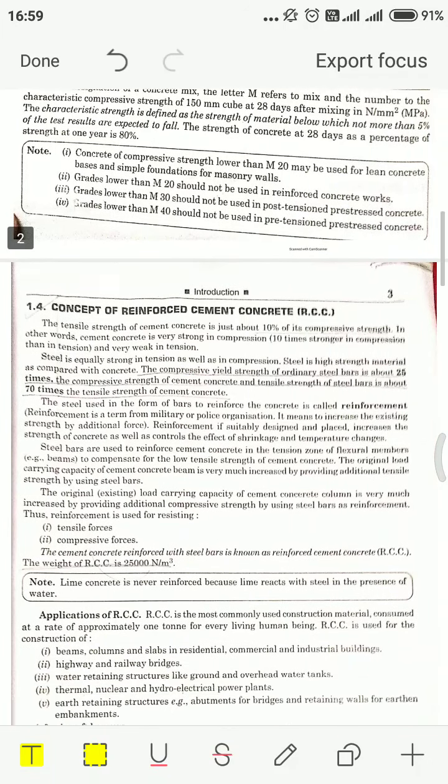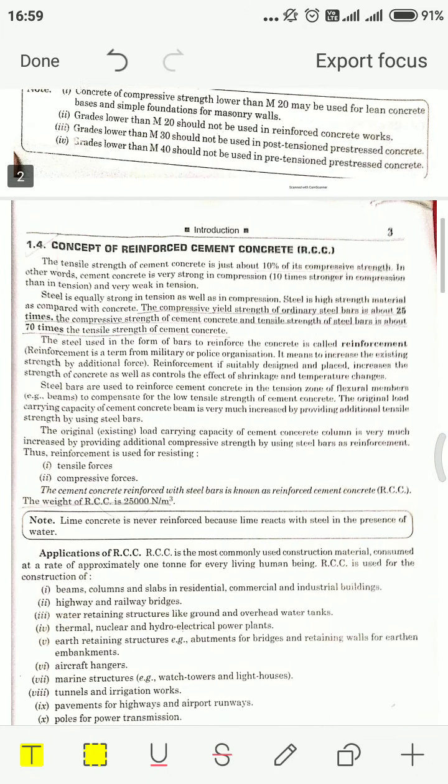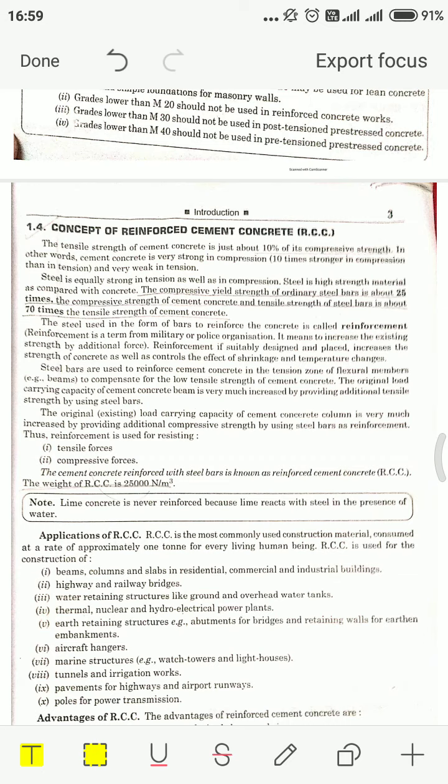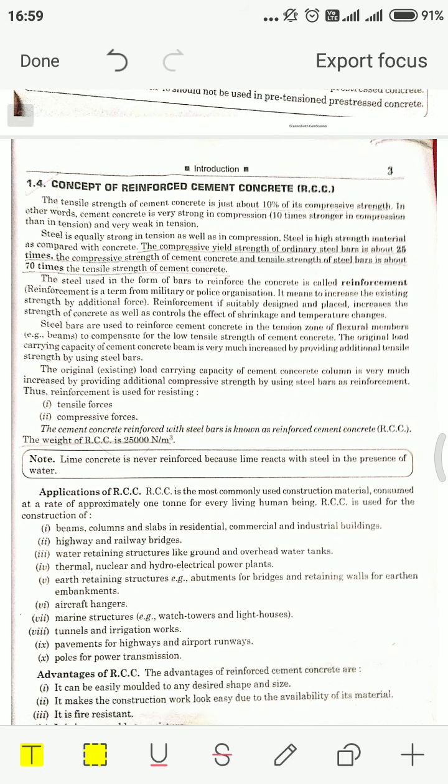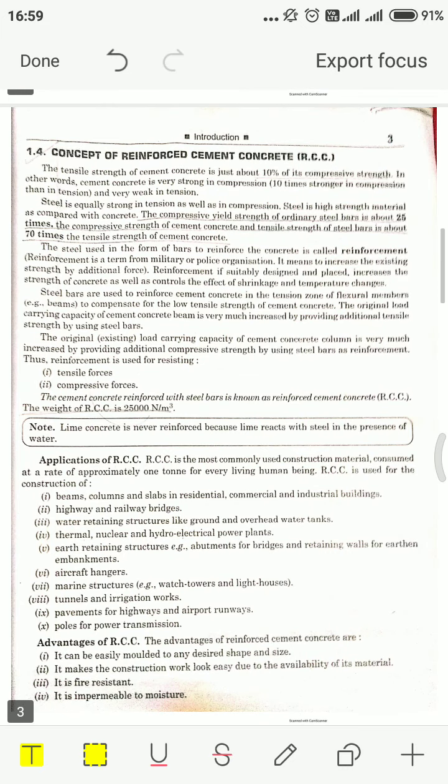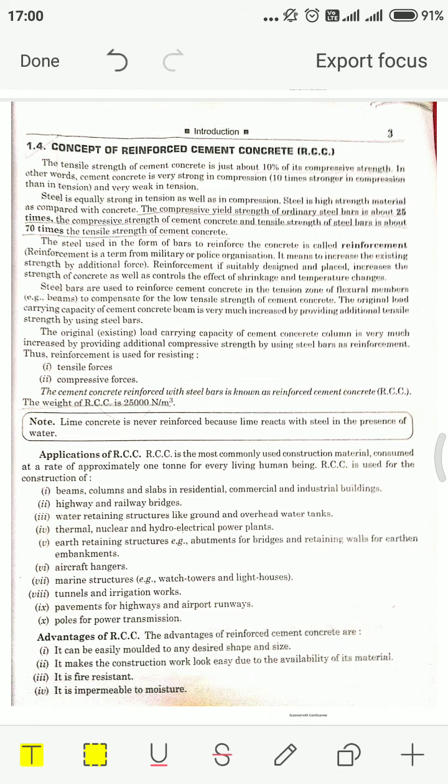And next is the concept of reinforced concrete. What is behind all these RCC and the concept about the RCC we produce? The tensile strength of cement concrete is just about 10% of its compressive strength. As we already discussed, concrete is very weak in tensile strength and good in compressive strength. So basically it is 10% of the compressive strength. In other words, cement concrete is very strong in compression and very weak in tension.